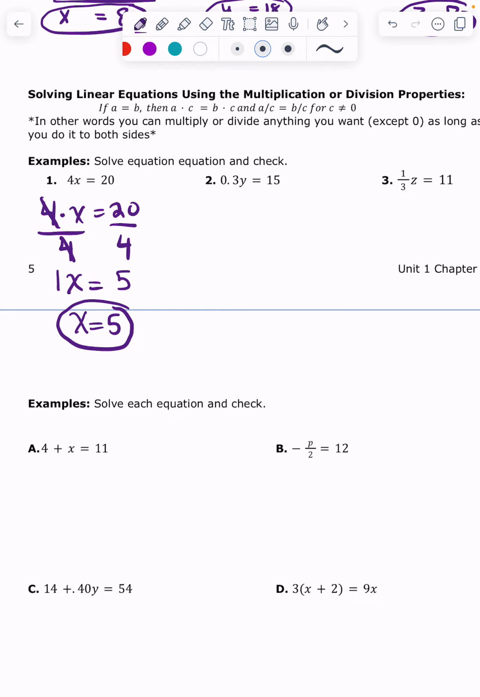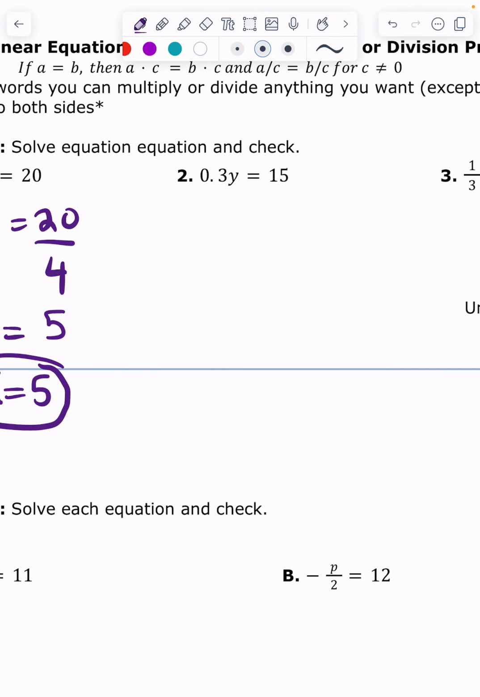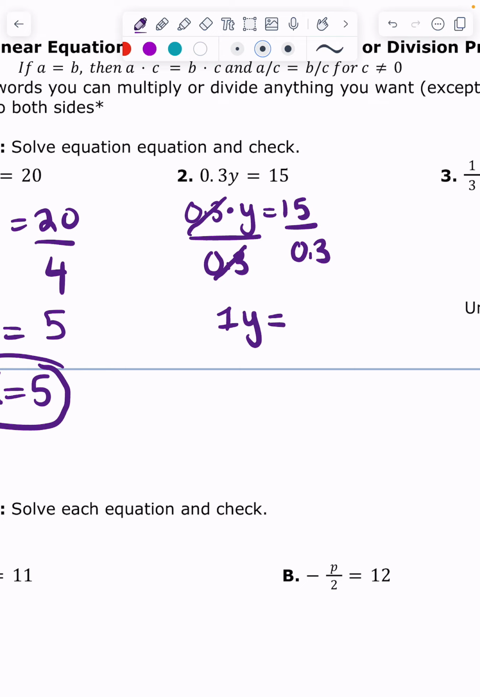Similarly, our number 2, it's 0.3 times y equals 15. So to undo multiplication, I divide both sides by 0.3. So the 0.3 divides out to become 1y equals, I have to do that in the calculator, 50. So I like to drop that 1 and just write it as y equals 50.